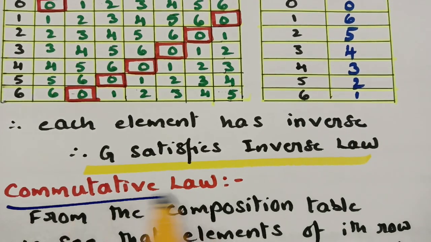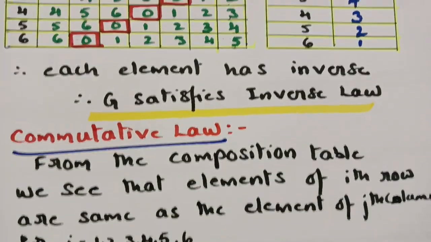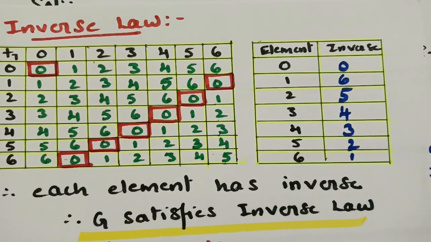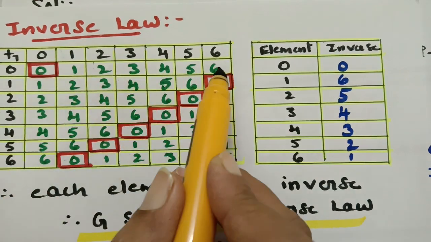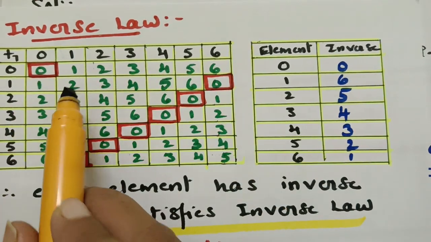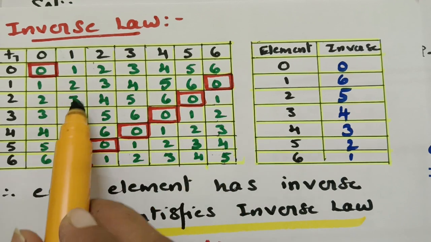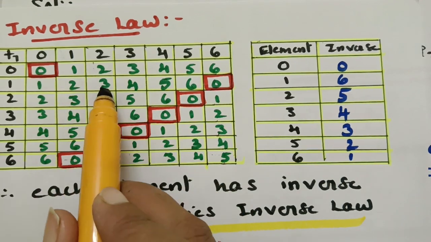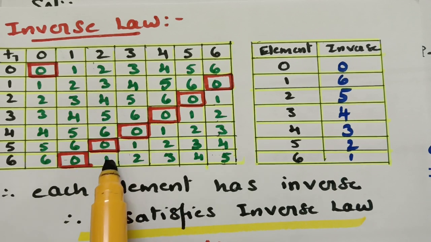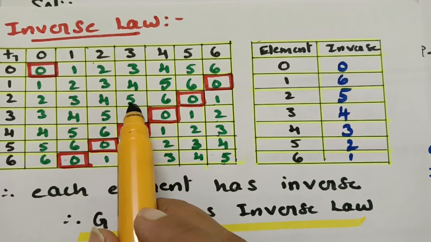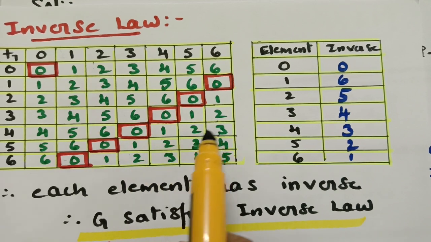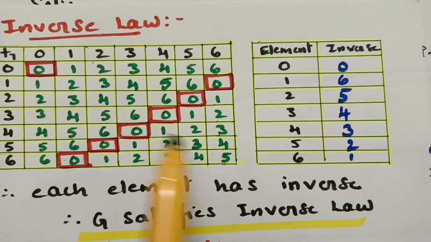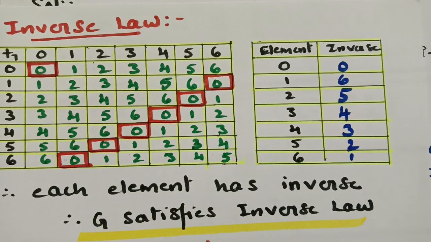And according to the commutative law, from the composition table, if you observe, every row equals every column. See here 0, 1, 2, 3, 4, 5, 6, 0, 1, 2, 3, 4, 5, 6. This is 2, 3, 4, 5, 6, 0. And next one 3, 4, 5, 6, 0, 1. And next one, this is 6, 0, 1, 2, and this is 1, 2, 3, 4. So every row equals every column, and therefore it is nothing but the commutative law.